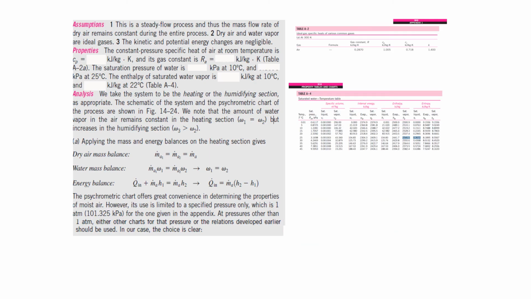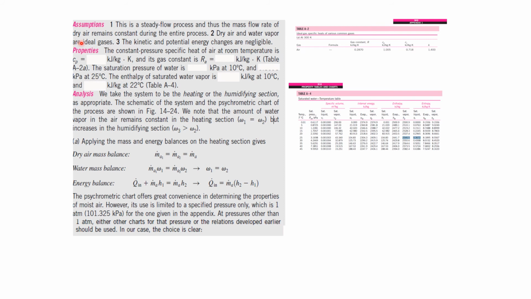Now look at the skeleton of solution. What you need to do is solve this on your own. I have left some places here blank for you to fill up, right? The assumption here is you have a steady state flow process, thus the mass flow rate of the dry air remains constant during the entire process. Number two, your assumption is dry air and water vapor are ideal gases. And number three, the kinetic and potential energy changes are negligible.